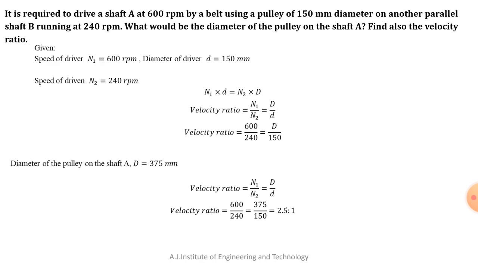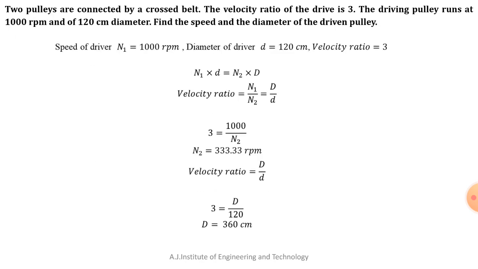Now we'll move towards the next problem, the third one. Two pulleys are connected by a cross belt drive. So you can see here the type of belt drive, here it is cross belt drive. The velocity ratio of the drive is 3. The driving pulley runs at 1000 rpm and is of 120 centimeter diameter. Find the speed and diameter of the driven pulley.